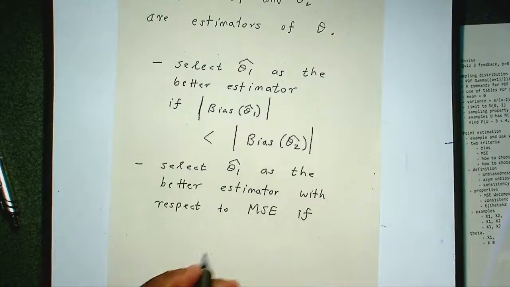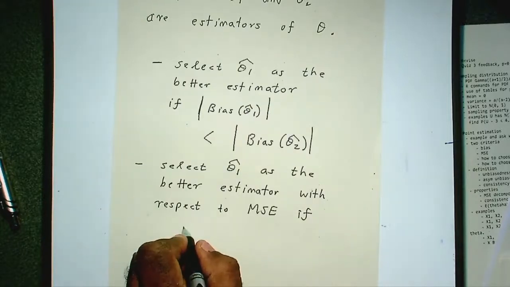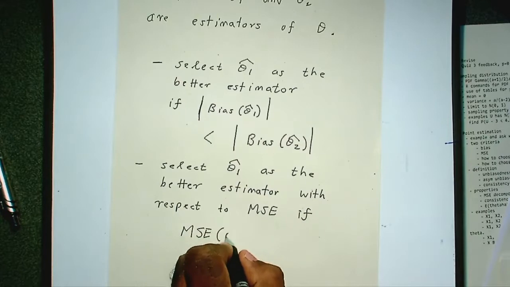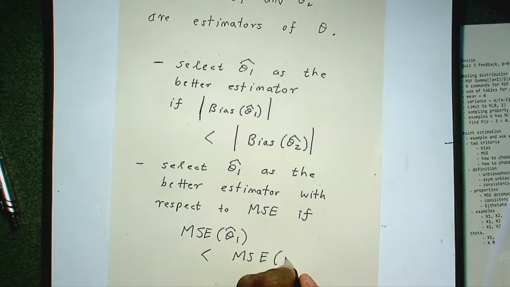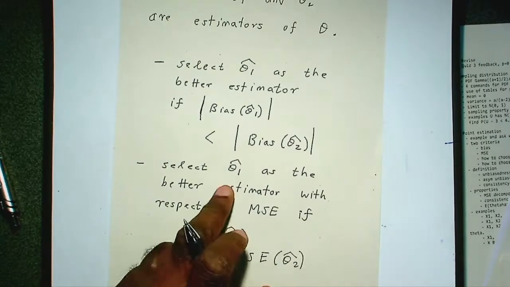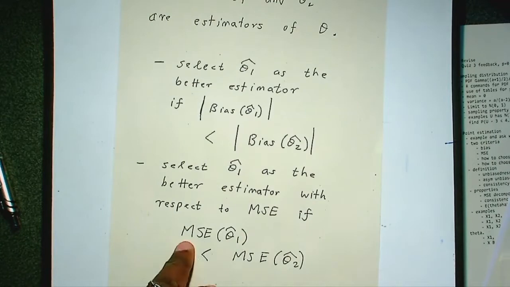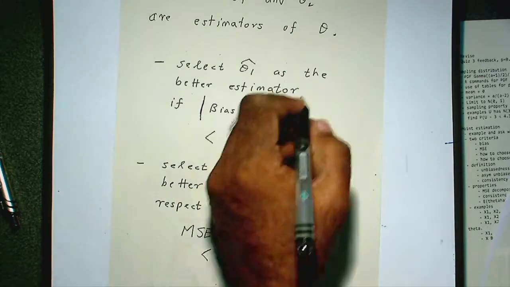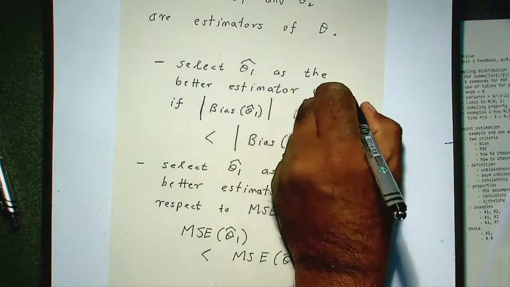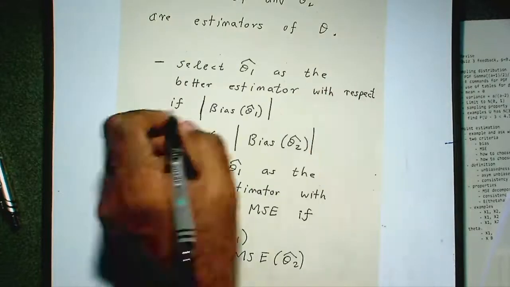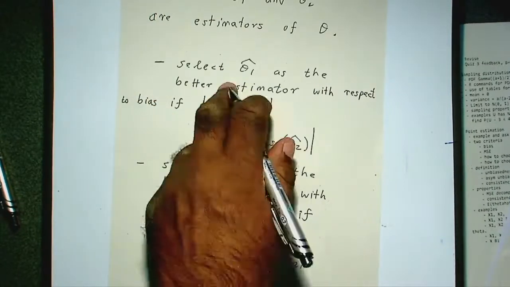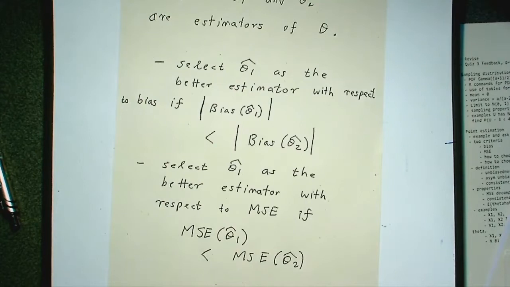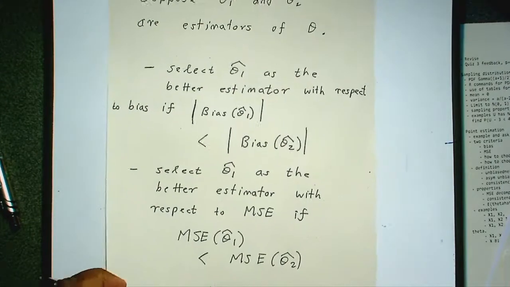I forgot to say, okay, let me write this first. Right. You select theta 1 hat as the better estimator of the two if MSE of theta 1 hat is less than MSE of theta 2 hat. And I should have said here that with respect to bias, right? So this is with respect to bias, this is with respect to MSE, okay? You follow me, okay?